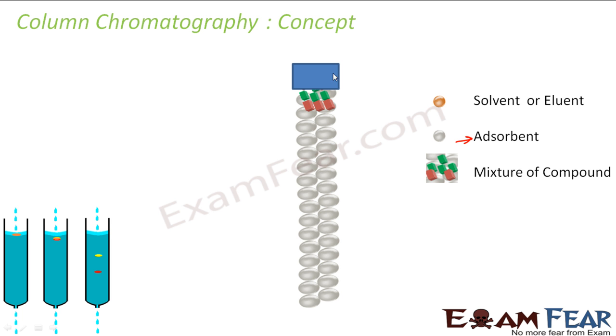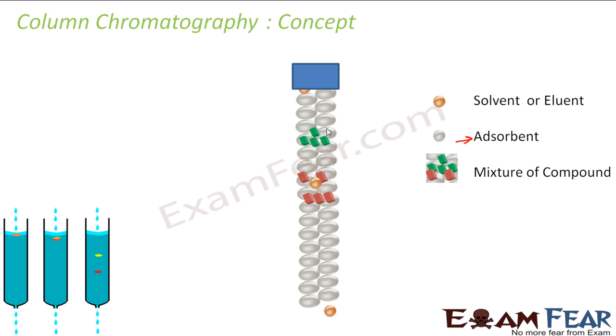And I have a solvent which will be running. It's usually water that I have been using on the floor. And then I have some solvent. I have a mixture of compound. This is my mixture of compound. Correct? So what happens now is, if you see, I'll start the process. Now my solvent will run over this adsorbent, right?